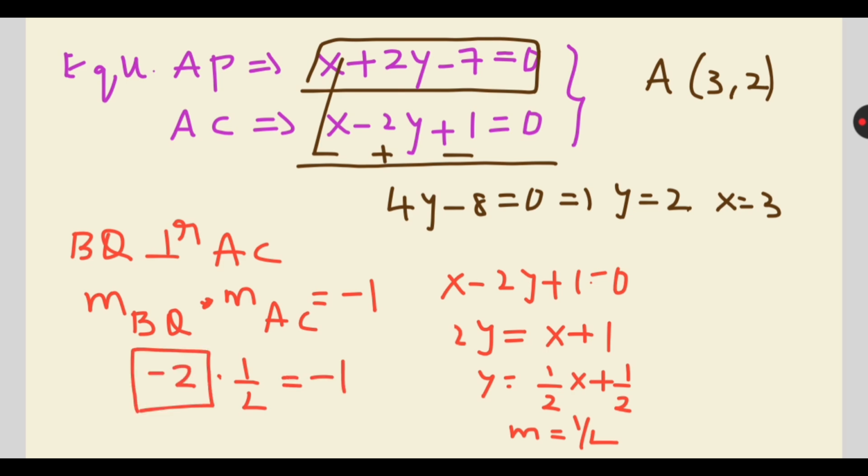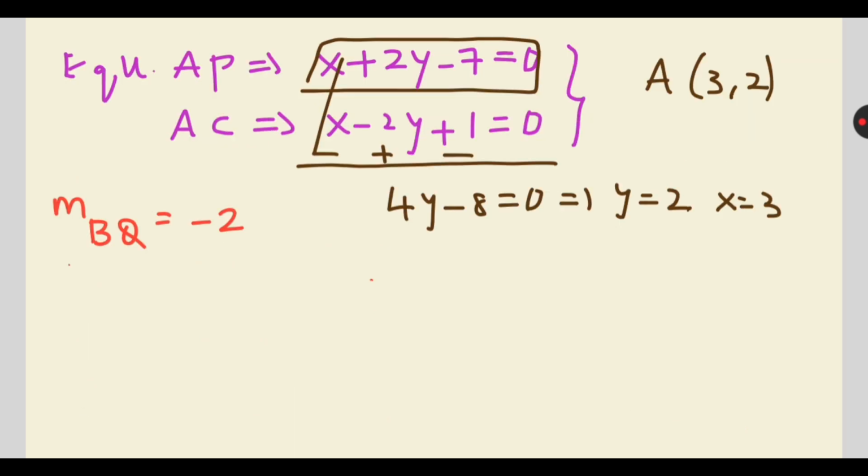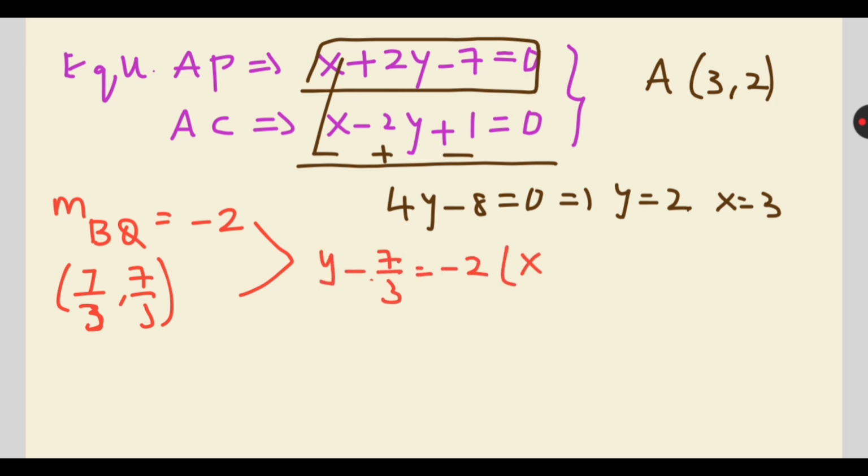That is minus 2. This altitude also passes through the orthocenter, which is 7 over 3, 7 over 3. We know the slope and we know the point, which is 7 over 3, 7 over 3. Using these two, we can find the equation, right? That is our equation of BQ. So y minus 7 over 3 is equal to m into x minus x1, which is 7 over 3. After solving this, we are going to get 2x plus y minus 7 equal to 0. So this is the equation of BQ.